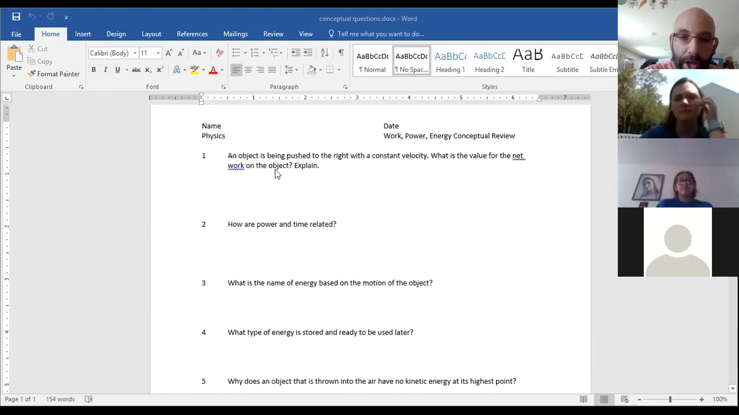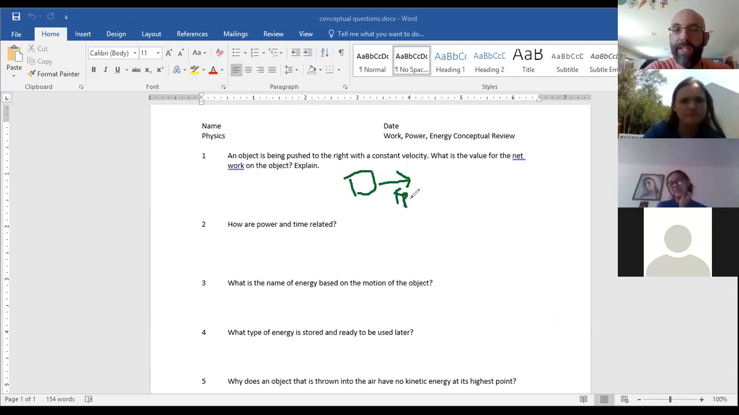Okay. So 1, again, the network is 0. So really, if we draw it out, we're pushing some box to the right. That's the pushing force. But the velocity is constant. If we know the velocity is constant, that means there must be some other force acting in the opposite direction. These have to be the same.